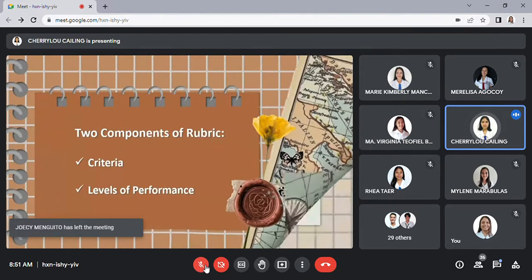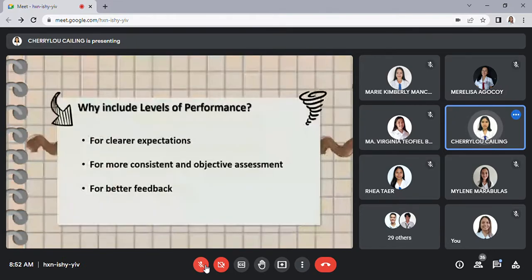So, why do we include the levels of performance? It is because of clearer expectations, more consistent and objective assessment, and better feedback. For clearer expectations, because it is very useful for the students and the teacher if the criteria are identified and communicated prior to completion of the task.